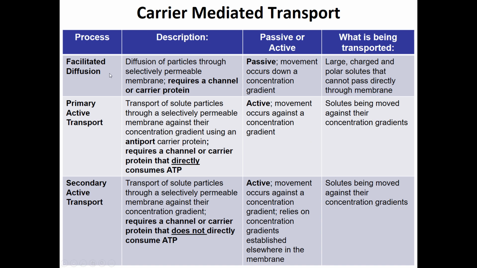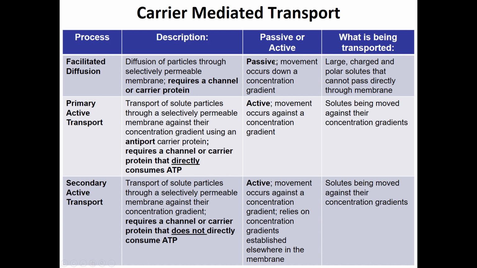To begin with, we start with facilitated diffusion. Recall that diffusion of particles is going to be movement from a high to a low concentration gradient, and this is done through a selectively permeable membrane, such as the plasma membrane. Because what's being transported is considered large, charged, or polar solutes, these cannot pass directly through a membrane. For that reason, you must have a channel or a carrier protein to facilitate that movement across the membrane. Now, because it's diffusion, it's considered a passive process.